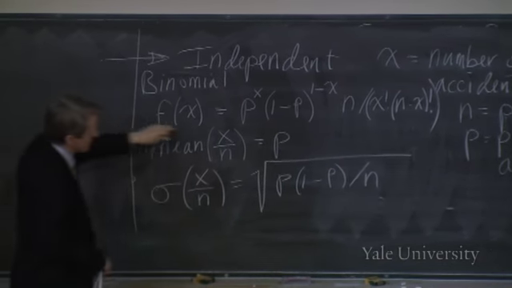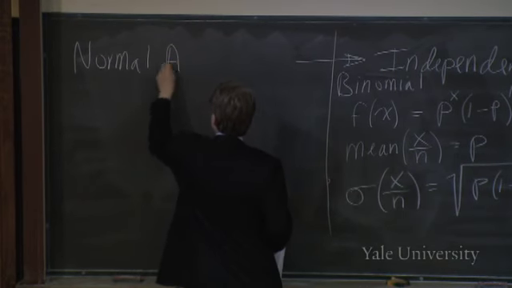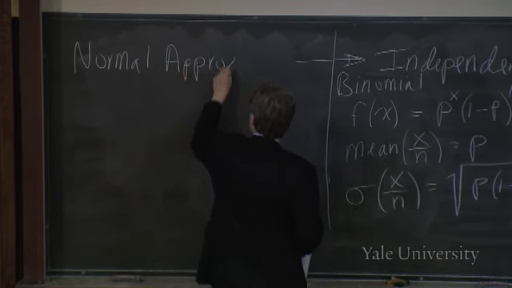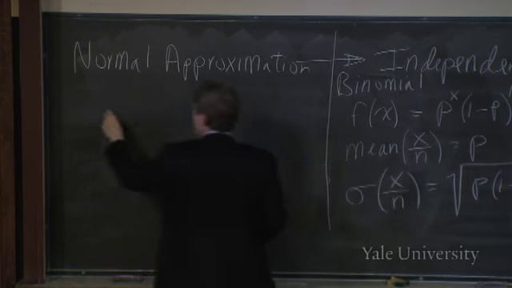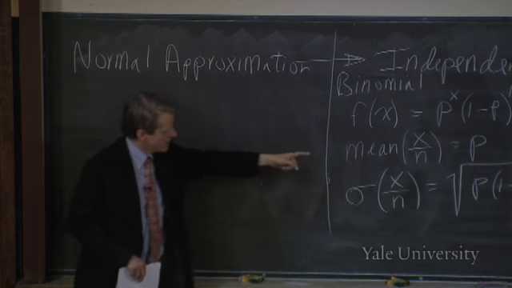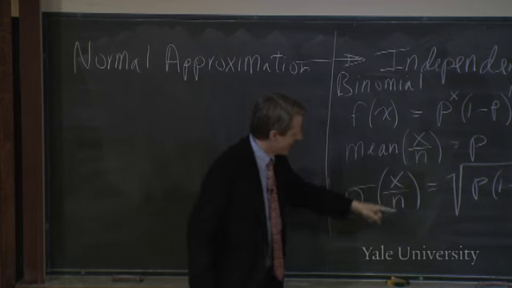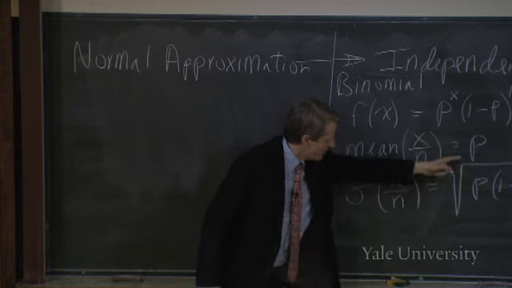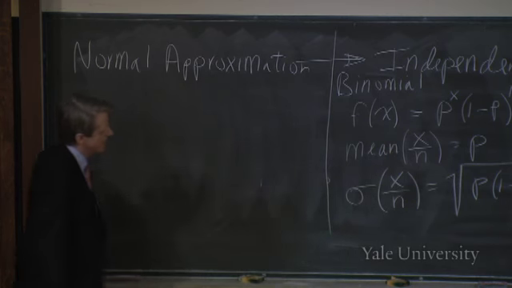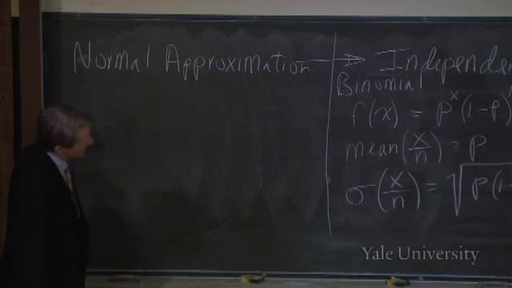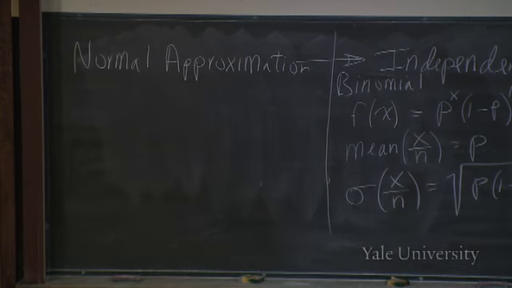Because it's kind of difficult to compute this formula, there's an easier formula. You assume that the binomial distribution is really a normal distribution. The proportion of accidents, x over n, follows a normal distribution with mean p and standard deviation given by this. That's all. That's the whole theory that I have here.